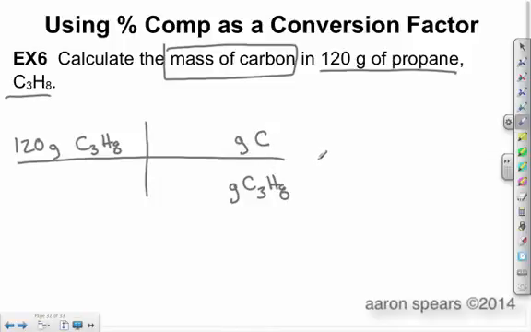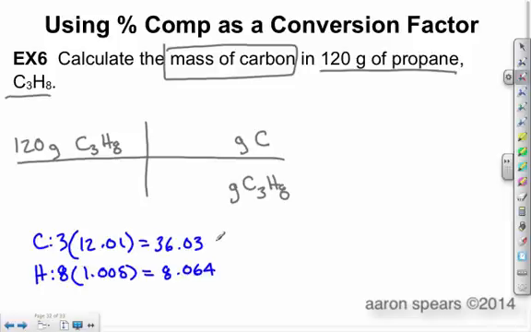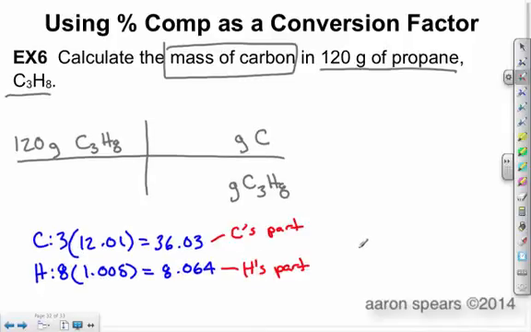So to perform this conversion, I've got to get some ratio of grams of carbon to grams of propane. I can find that by calculating the molar mass of propane. In this compound, I see carbon and hydrogen. There are 3 atoms of carbon and 8 atoms of hydrogen. Next, I'll multiply these numbers by the element's atomic mass according to the periodic table. Now I see in this compound that carbon's part is 36.03 grams and that hydrogen's part is 8.064. If I add these together, I get a total molar mass for the compound of 44.09.